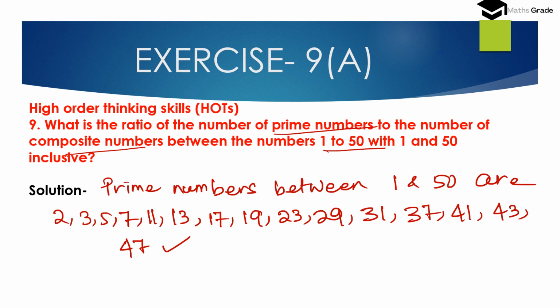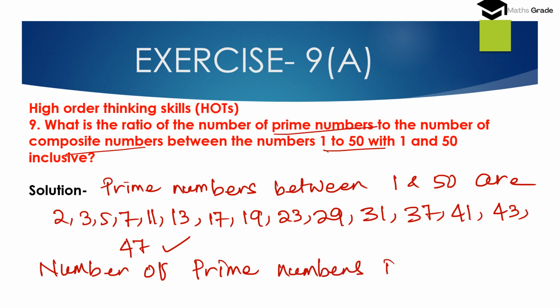So how many prime numbers are there? 1, 2, 3, 4, 5, 6, 7, 8, 9, 10, 11, 12, 13, 14, 15. So the number of prime numbers is 15.